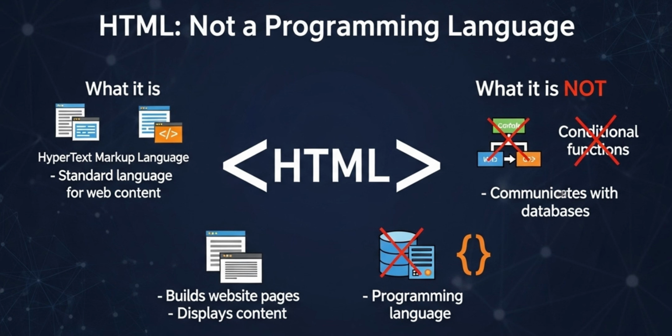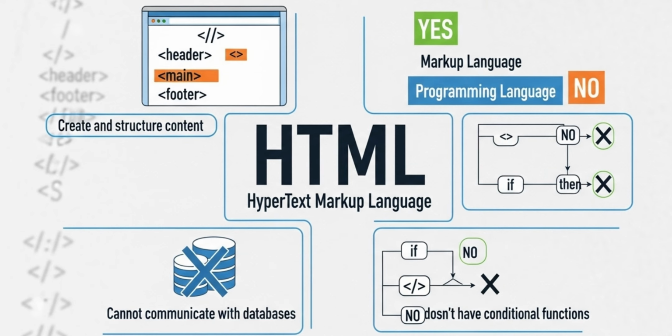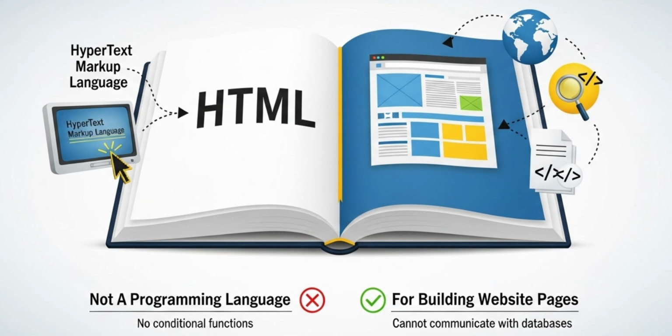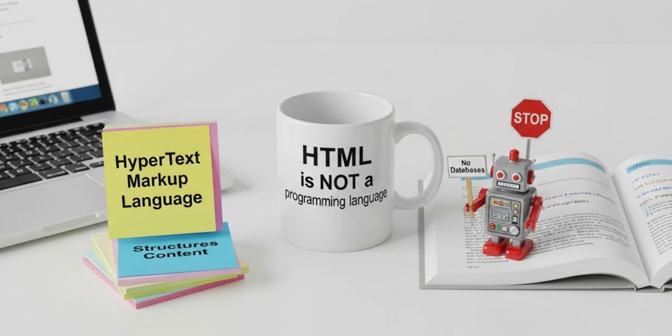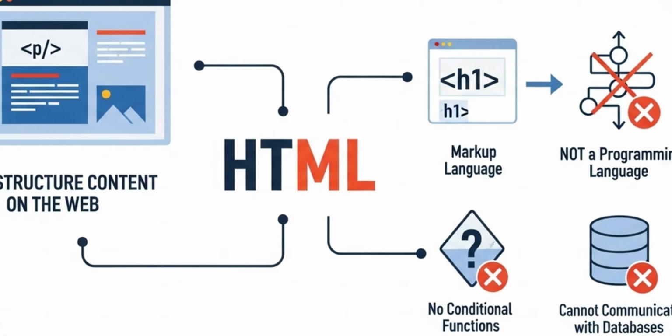What is HTML? HTML stands for Hypertext Markup Language. It's the standard language used to create and structure content on the web. It's a markup language for building website pages to display content only. It is not a programming language. It doesn't have conditional functions, and it can't communicate with databases.